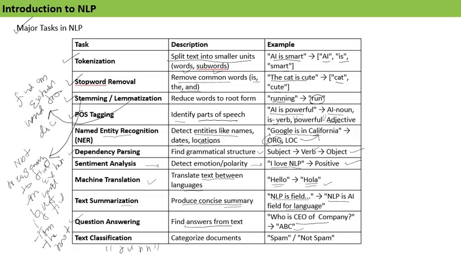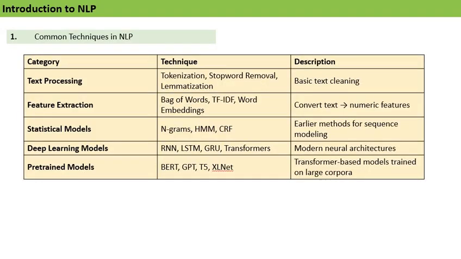Next is the text classification task. It categorizes documents, for example, whether an email is spam or not, so that it can be identified. Okay. Next, we come to the part on common techniques in NLP.